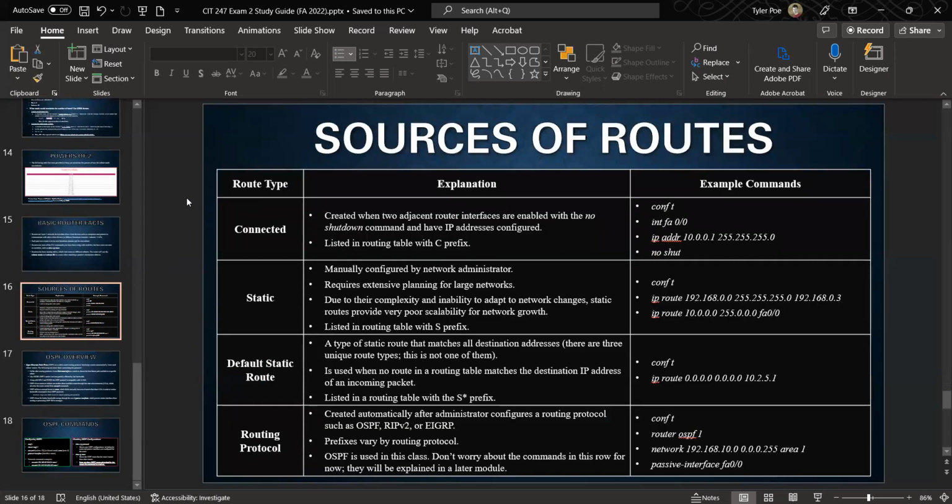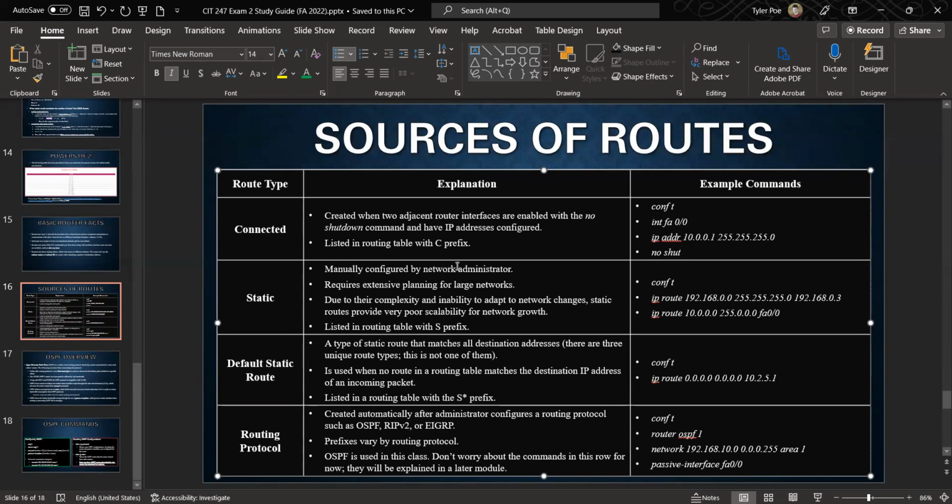Sources of routes. Don't stress out too much about this table. I don't think you're going to need to know the commands, just in case they're here. What you need to focus on is how these routes are created. Connected routes are created when two adjacent router interfaces are enabled with the no shutdown command and have IP addresses configured. For example, a connected route is automatically created when you are on a router, you select an interface, you add its IP address and subnet mask, and do the no shutdown or no shut command.